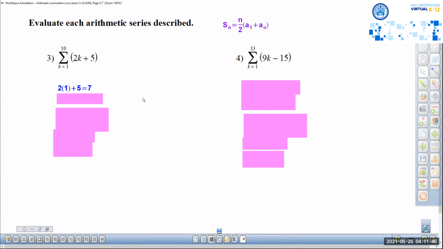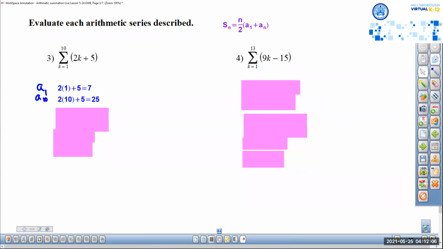So when we plug in 1, 2 times 1 is 2, plus 5 is 7. And that gives us our a sub 1. That's the first term. Now we need to find a sub 10. So we're going to do 2 times 10, which is 20, plus 5 is 25.